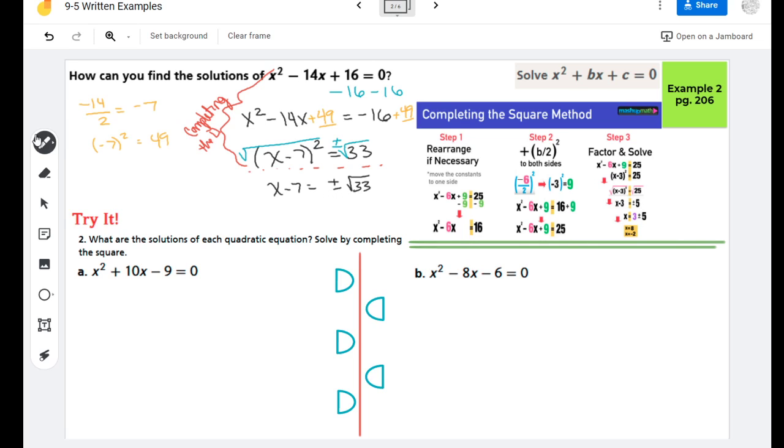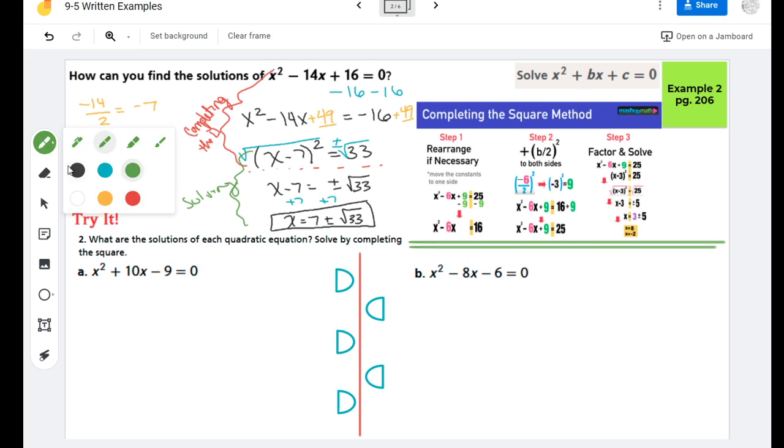And then my last step to get x alone is I need to counteract this subtraction. So I'm going to add 7 to each side. So I have x equals 7 plus or minus the square root of 33. And those are two solutions, right? So it's 7 plus root 33 and 7 minus root 33. All right, so that's how to solve it. So this part was all solving.